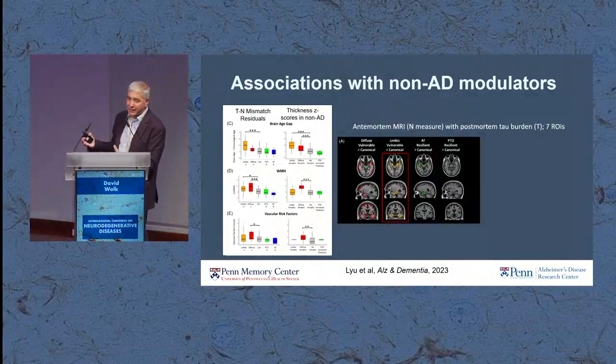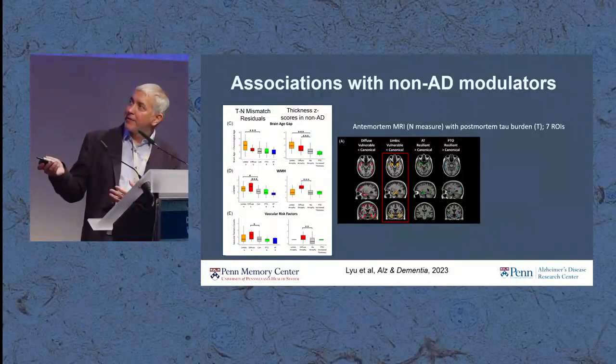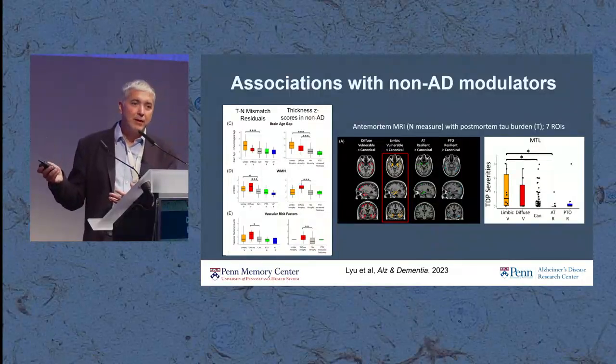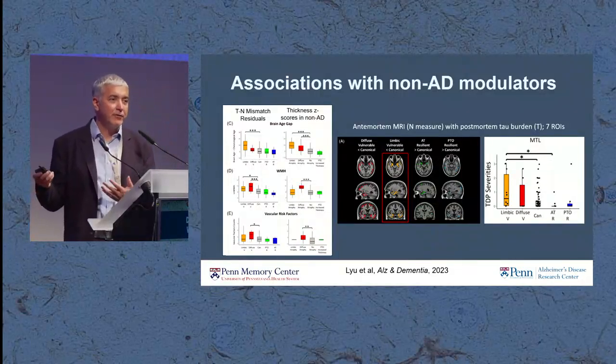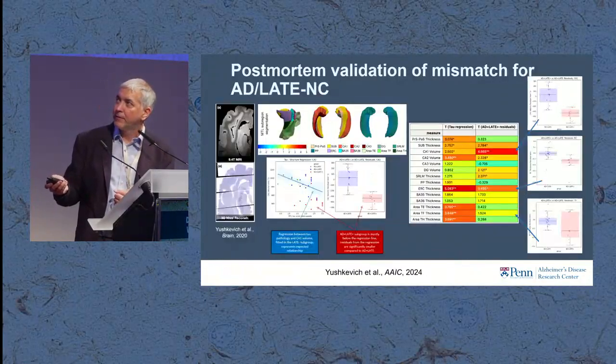We also did this clustering using antemortem imaging and postmortem measures of tau and actually replicated the clusters. Importantly, we found that this limbic vulnerable group also had elevated levels of TDP in the brain. So it does seem to map onto TDP co-pathology.